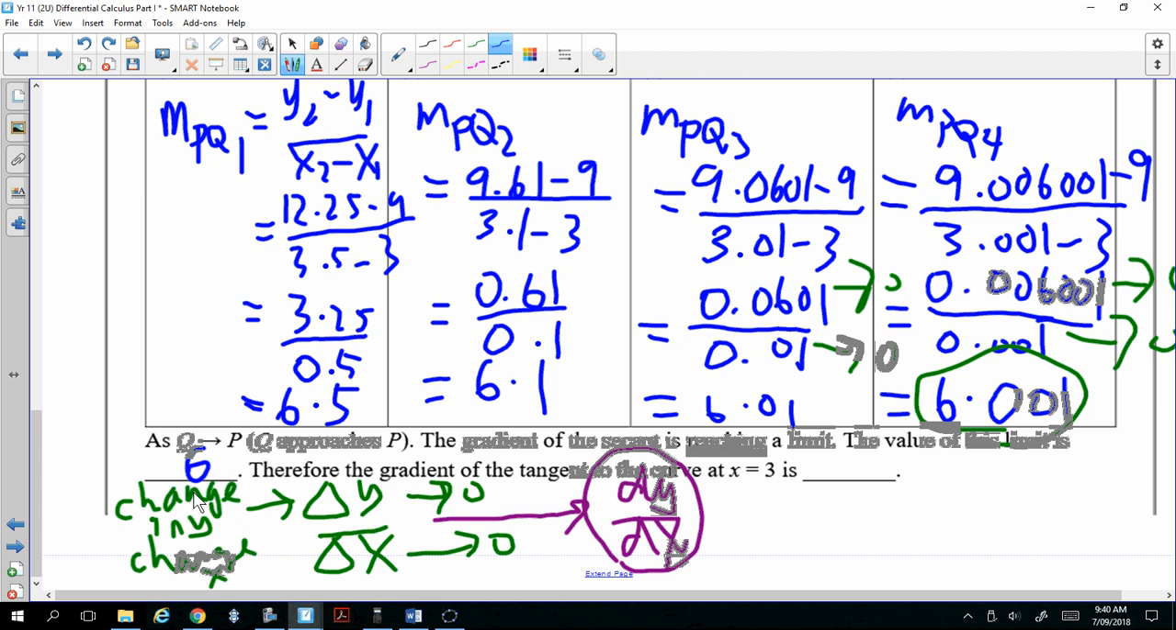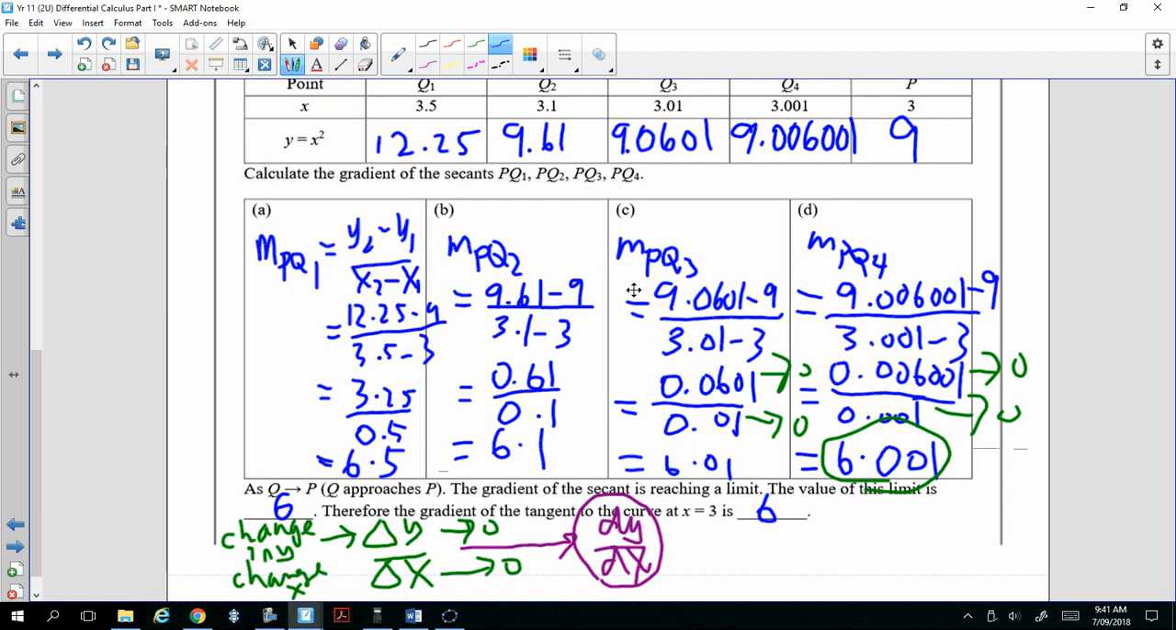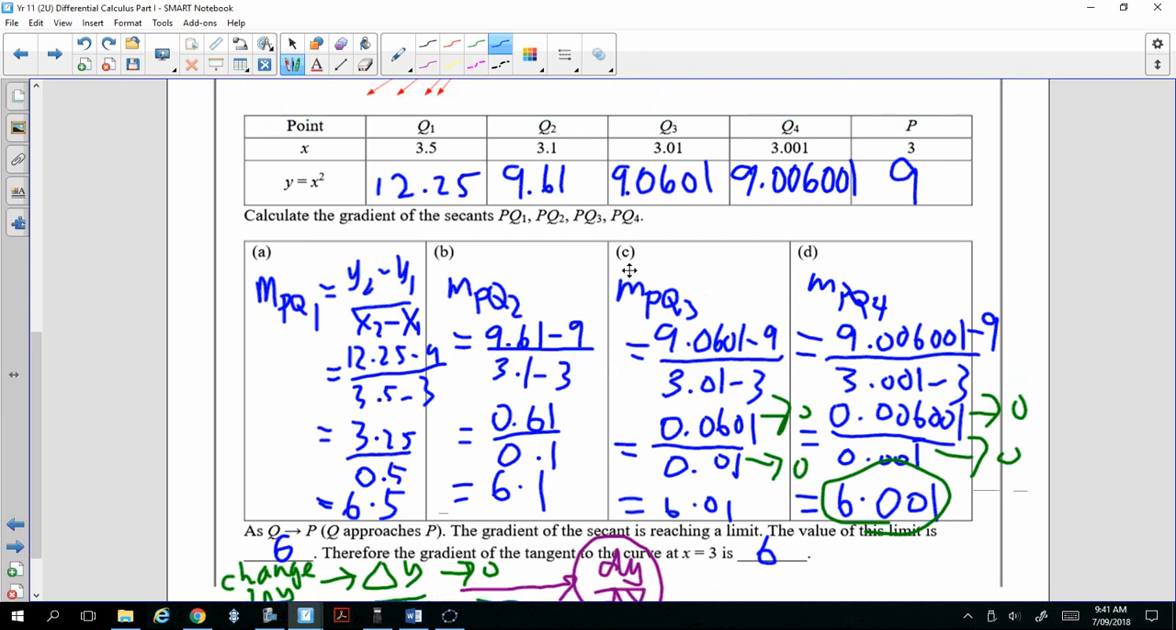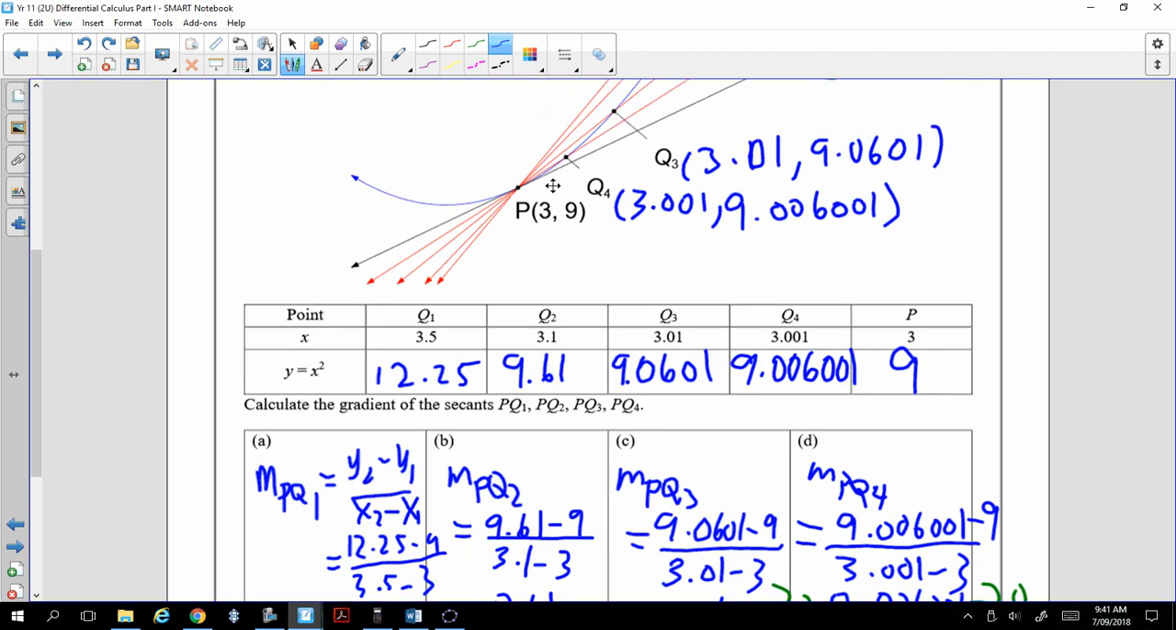Yes? But the question is, we're not going to do that each time. That's a lot of steps just for one gradient. How do I simplify that? That's what we're going to do on the next page. Differentiate this by first principle. Okay, so how do you do that?